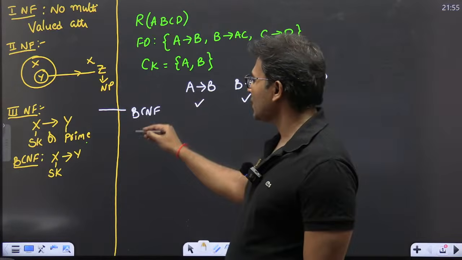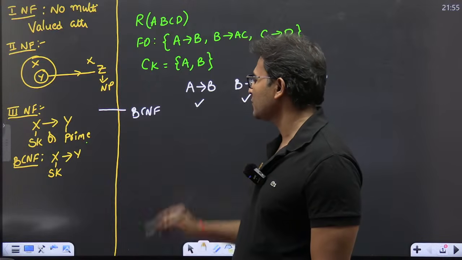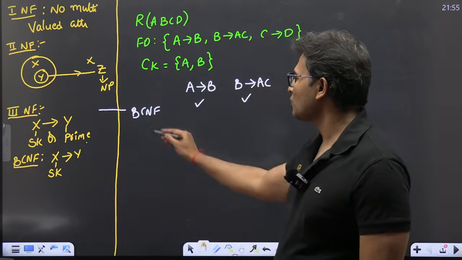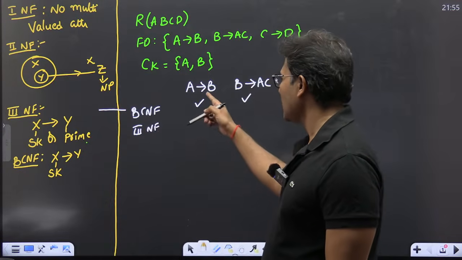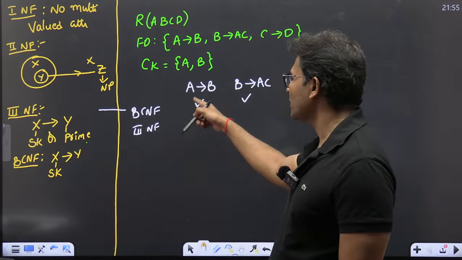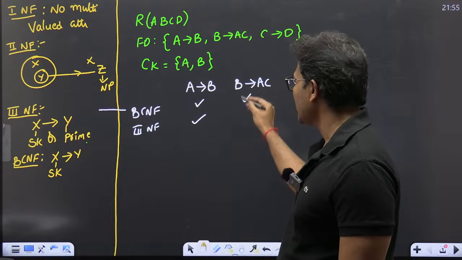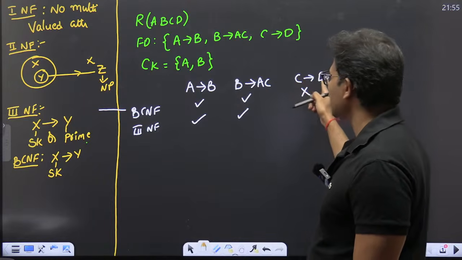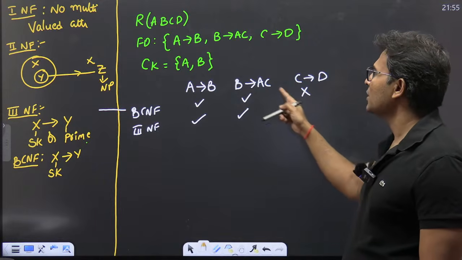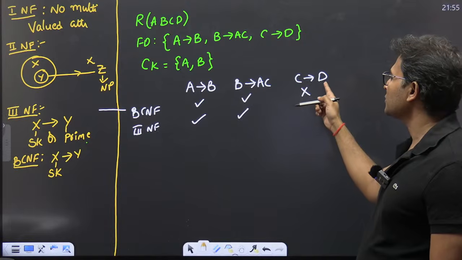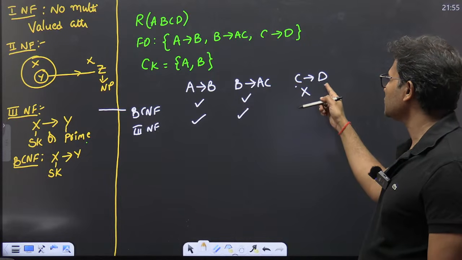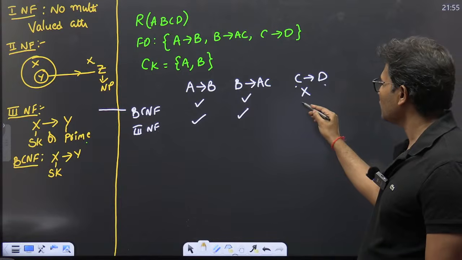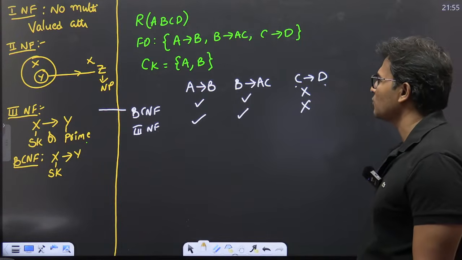Now, what is the other condition? You have to check for third normal form. In third normal form, either left hand side has to be a super key, which means here is a super key, here also it is a super key, or right hand side has to be a prime attribute. But right hand side is not a prime attribute here. Left hand side is not a super key and right hand side is not a prime attribute. Therefore, it cannot be in third normal form, right?